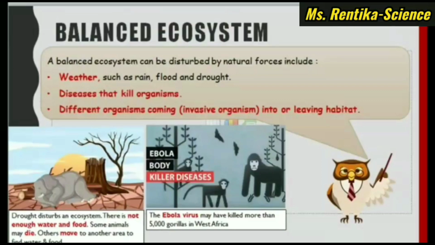A balanced ecosystem can be disturbed by natural forces such as weather, rain, flood, and drought, by disease that kills organisms, such as coronavirus or the Ebola virus that once killed more than 5,000 gorillas in West Africa, or by different organisms coming to the new habitat. We call them invasive organisms, or the organisms that leave the habitat.